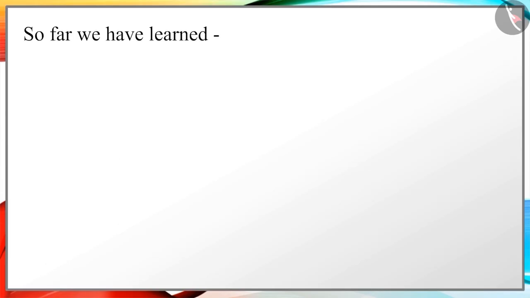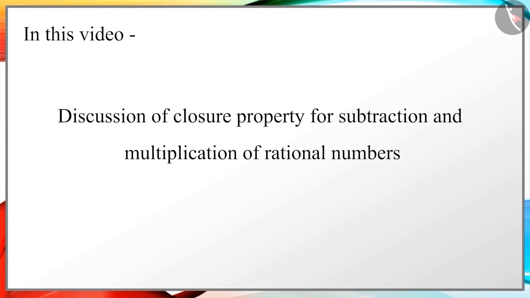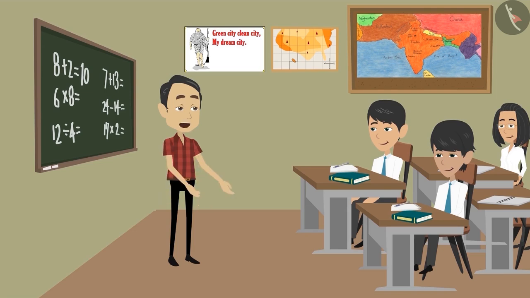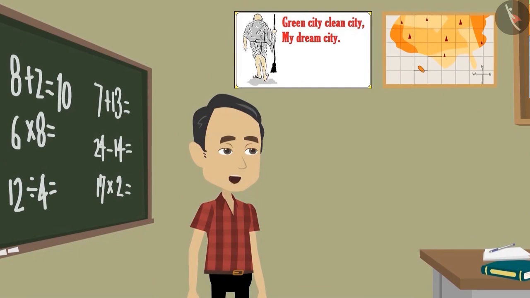We have previously learned that rational numbers are closed under addition. Are they also closed under subtraction and multiplication? Let's see. Children, we have discussed the closure property of rational numbers under addition. Now let us discuss it with respect to subtraction.